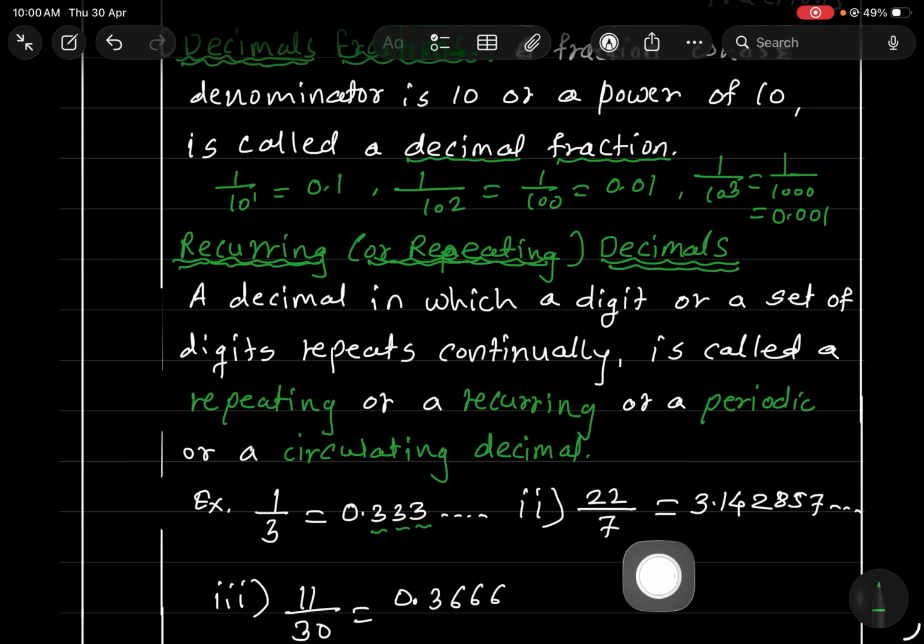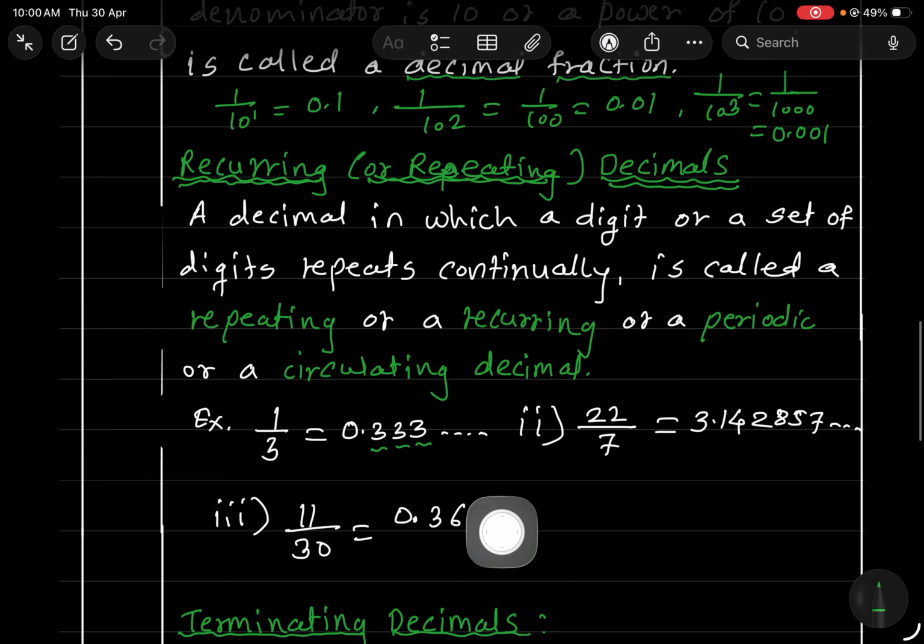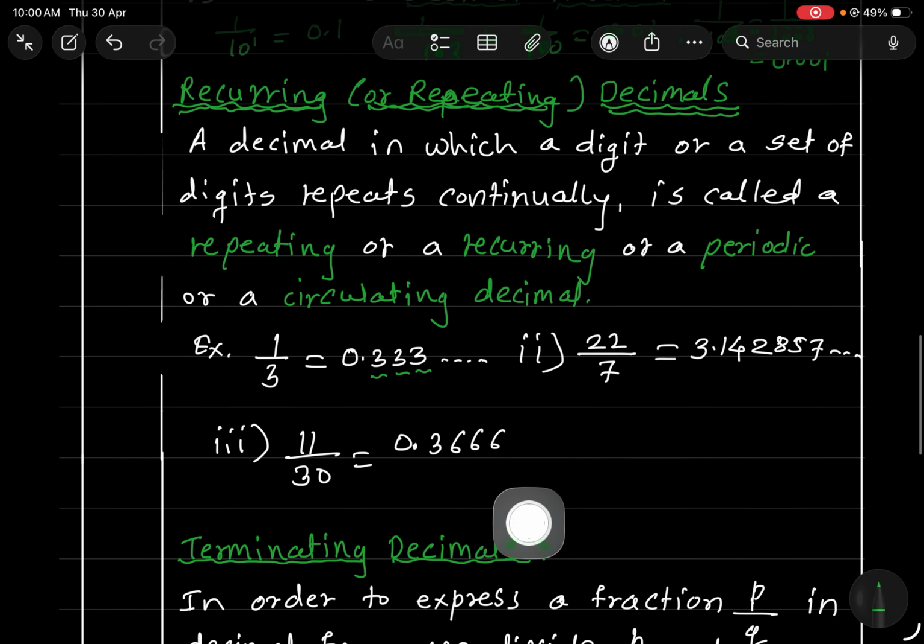Now 22 upon 7. Here what? See, 3 point 1 4 2 8 5 7, and after some time the same numbers will repeat. So it means a set of digits is repeating. Now here 1, then 6 is repeating. So it is called recurring or repeating because it's repeating.